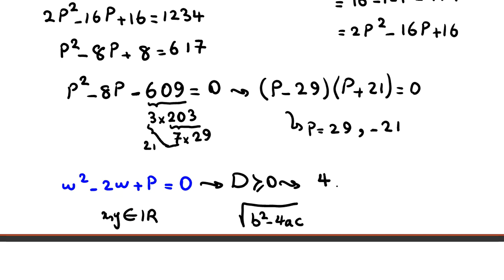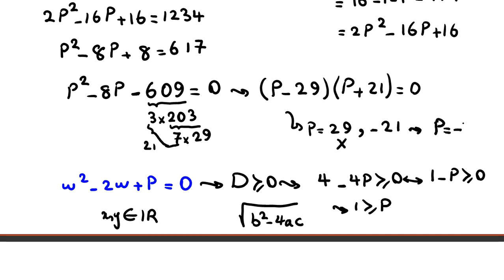B squared is 4, minus 4ac, which is 4P, should be greater than or equal to 0. It is equivalent, if you divide both sides by 4, to 1 minus P greater than or equal to 0. Adding P to both sides, 1 is greater than or equal to P. So P should be less than or equal to 1. So P equals 29 is not correct. P equals negative 21 is correct. And we know that x and y will be real numbers and satisfy all the assumptions. We can also check that the steps were equivalent. So the answer of this problem is negative 21.